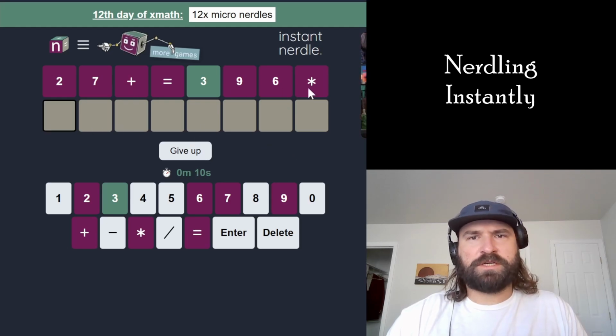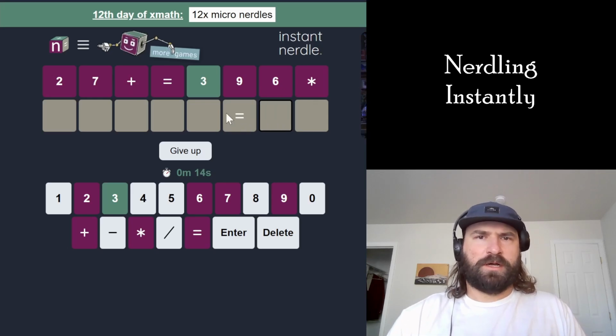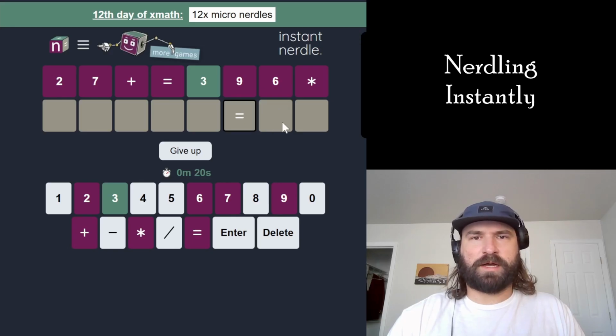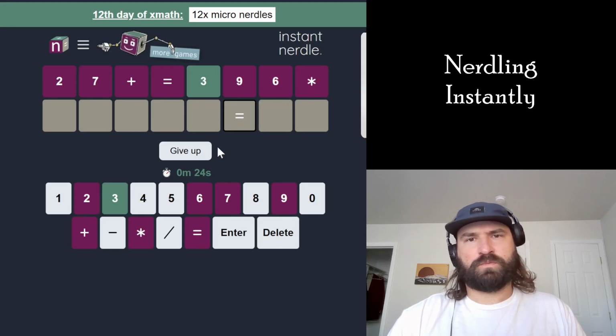Since we have addition and multiplication, I think more than likely this equals a double-digit number. Just given where this 3 is, the equal sign either has to go in the second to last spot or the third to last spot. And since it's addition and multiplication, we're going to be making numbers bigger, which means this is almost definitely going to equal a double-digit number.